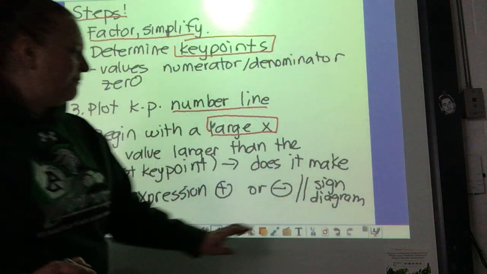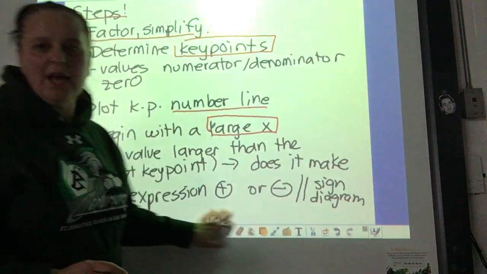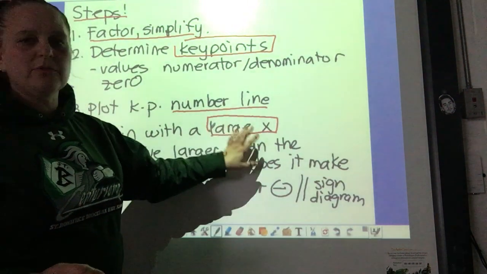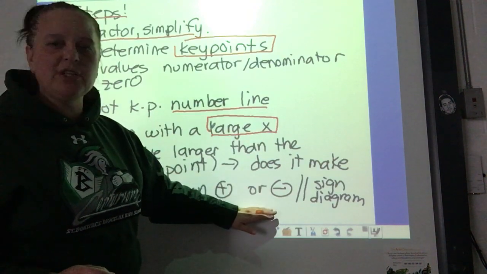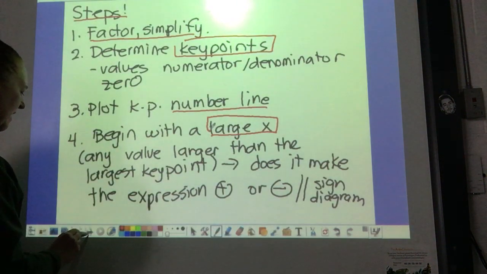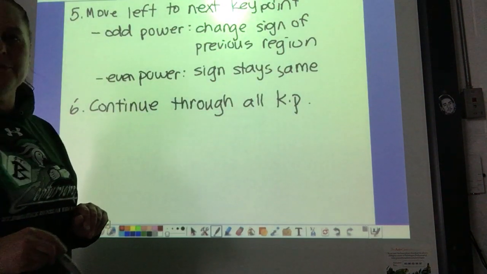So then you go and put that information on your sign diagram. Now this is the only one you have to test. You only have to test one value first. You start with your largest, any large X larger than your largest key point to get that information. And then to get the rest of the signs, we just have a little pattern that we use. You don't have to run and test every single value through.